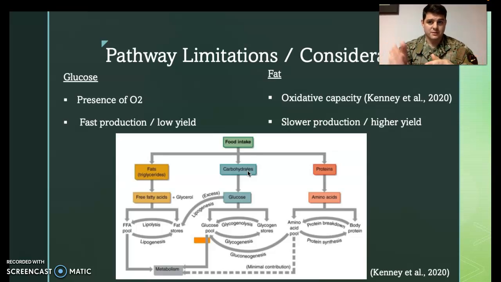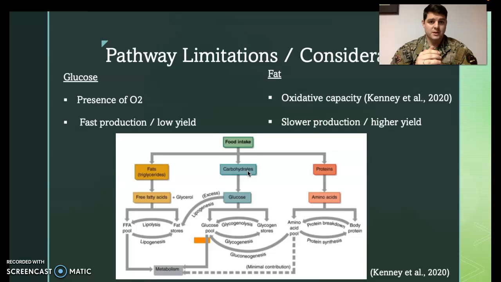Some of the limitations of glucose: it needs the presence of O2, where there's going to be aerobic metabolization taking place. If there's no oxygen available, that pyruvate is going to be pushed into lactate and lactic acid, whereas if the oxygen is available, it can go through the process and get kicked into the Krebs cycle. Another downside of glucose is it has a very fast production time, especially on the anaerobic side, but it produces a very low yield. So it's easy to produce, but it does not produce as much.